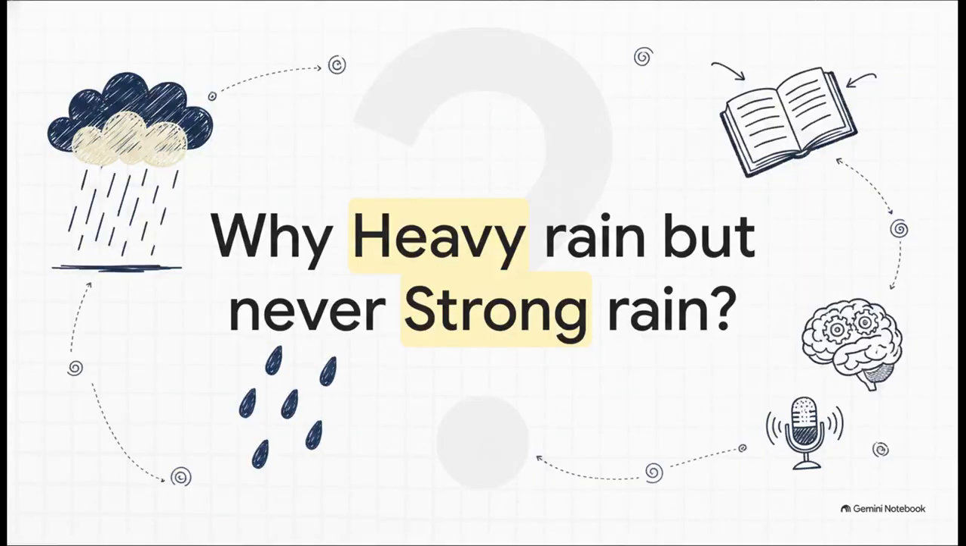Think about this for a second, guys. We always say heavy rain, right? We hear it on the news, we read it in books, but why don't we ever say strong rain? I mean, meaning to almost same hi lagta hai, hai na?